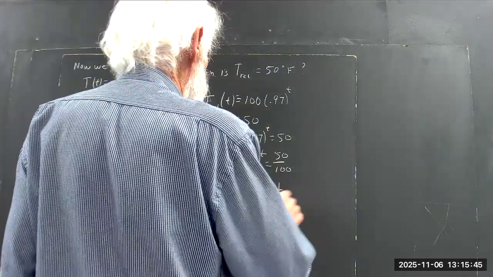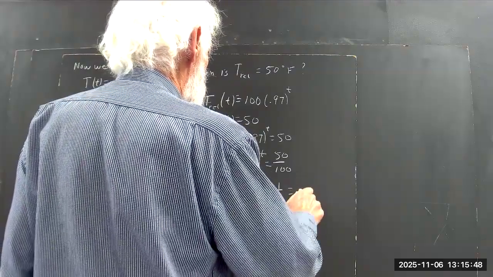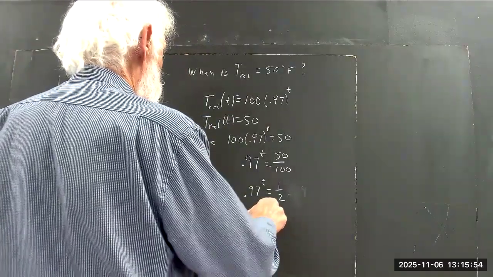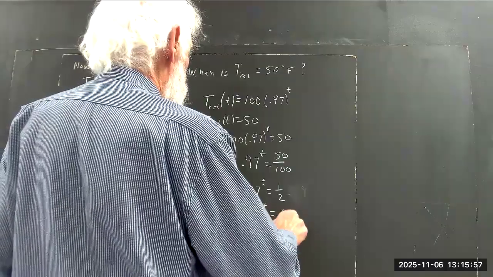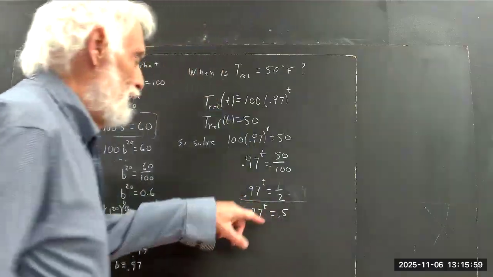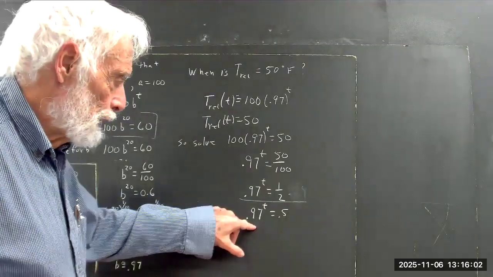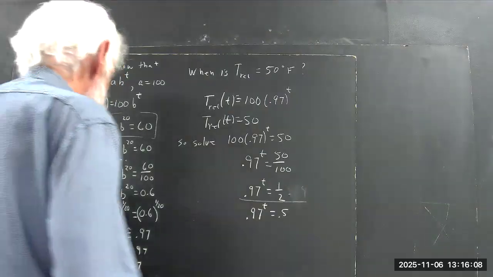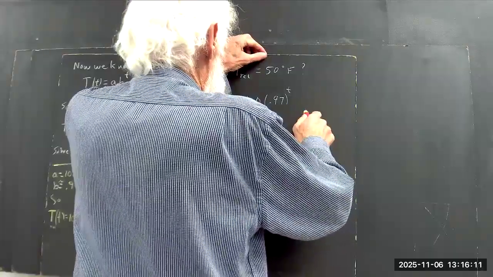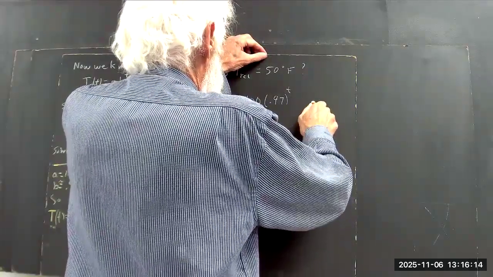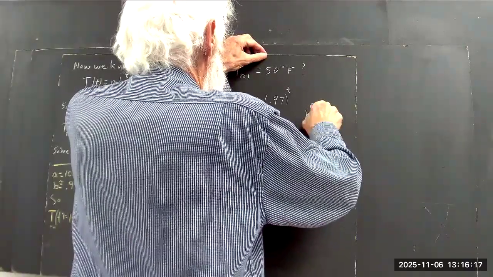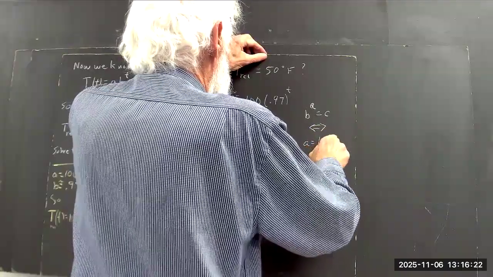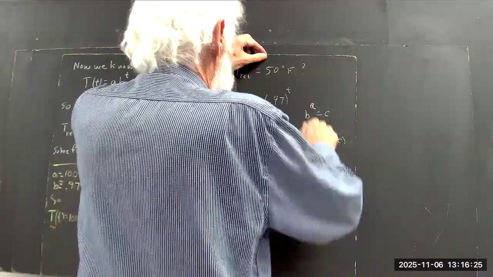Or 0.5. I'm going to write that out separately so we can translate it. 0.97 to the T equals 0.5. And now you've got to find out how many times you have to multiply 0.97 by itself to get 0.5. And the only way you can do that is to use the equivalence that we talked about last time. B to the A equals C if and only if A equals log base B of C.